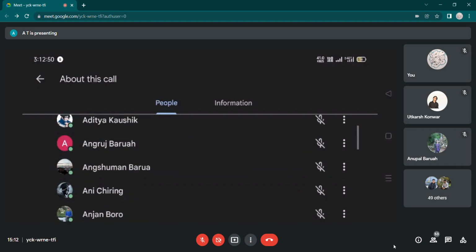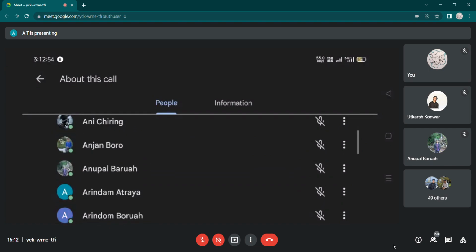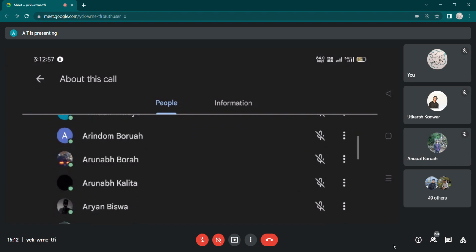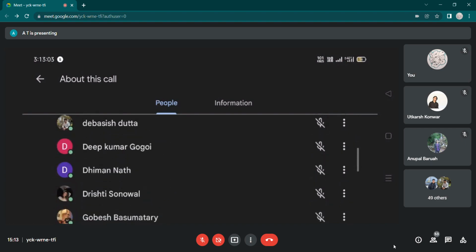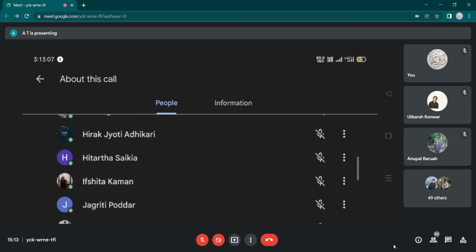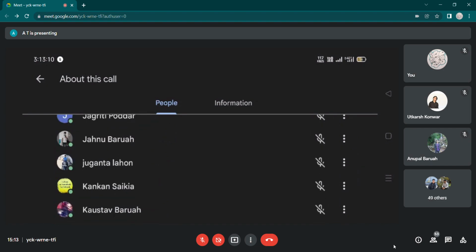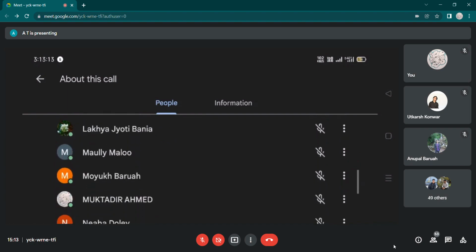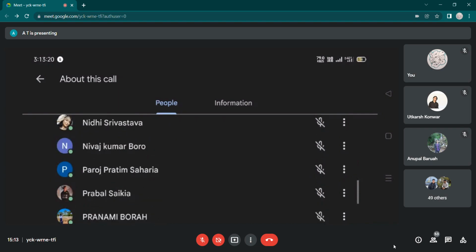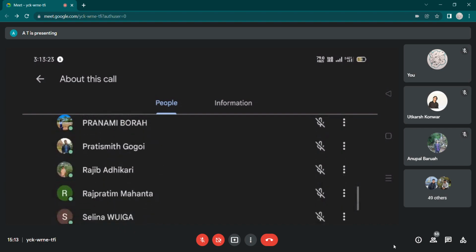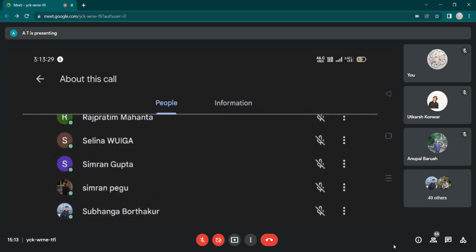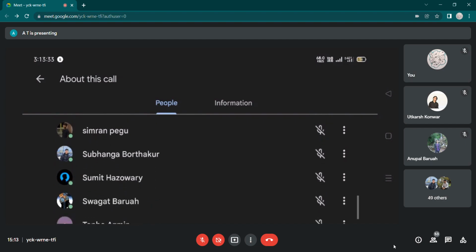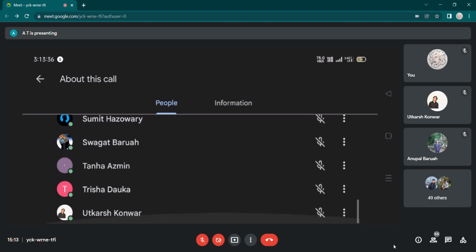Ovilas, Aditya, Ongruz, Ongsuman, Annie, Anjan, Unupol, Orindam, Urunov, Aryan, Asfak, Borsa, Devasis, Deep, Thiman, Disti, Gobes, Himangsu, Hirok, Hitarto, Ipsita, Zagriti, Janu, Juganto, Konkon, Kosto, Lokho, Moli, Moyuk, Muktadi, Neha, Nilom, Nidhi, Nivaz, Paros, Probal, Pranami, Proti, Smith, Rajiv, Rasputim, Selina, Simran, Subanga, Sumit, Swagat, Tanha, Trisha, Utkarsh.